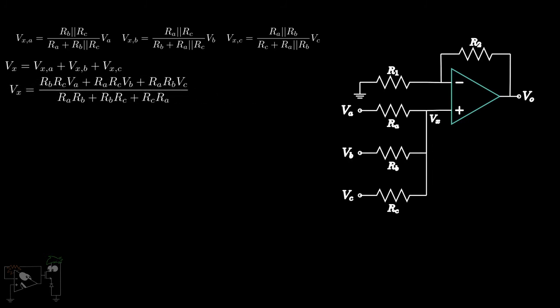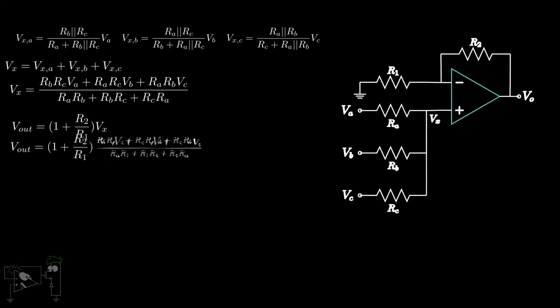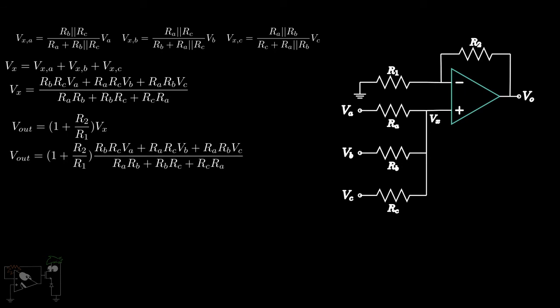Now that we've found the value of Vx, the circuit boils down to a non-inverting amplifier with a voltage input of Vx. Hence, the value of the output will be (1 plus R2 by R1) into Vx. Substituting the value of Vx found previously, we get the following equation. Note that the output is not inverted in this case, as expected.